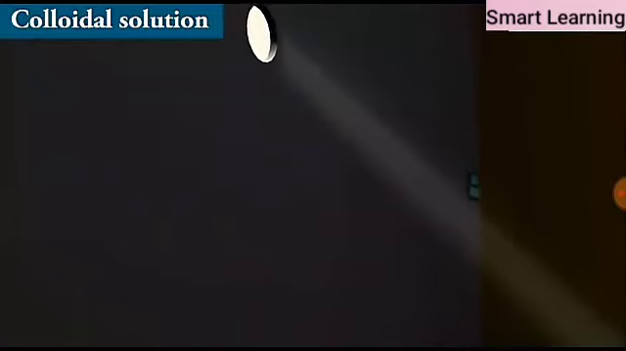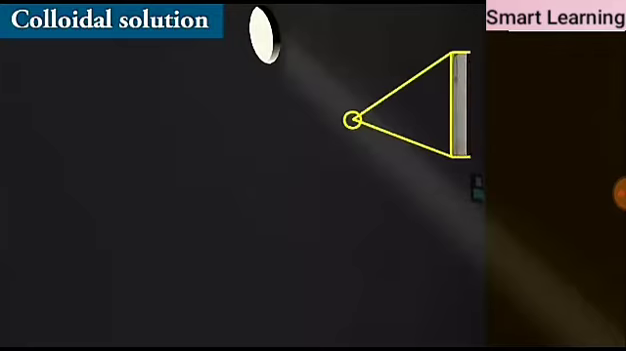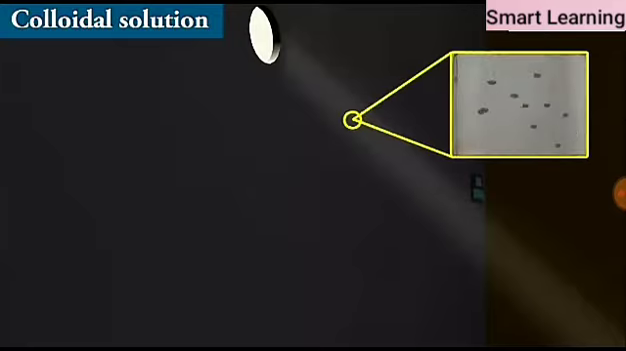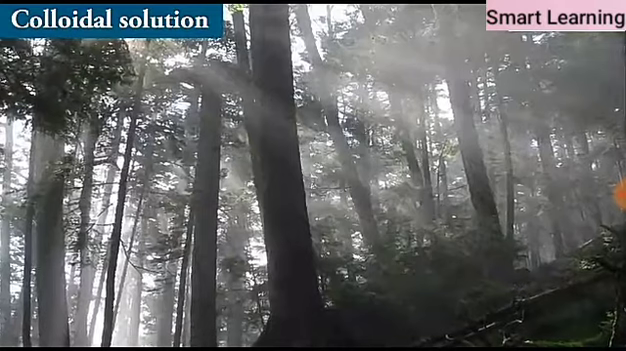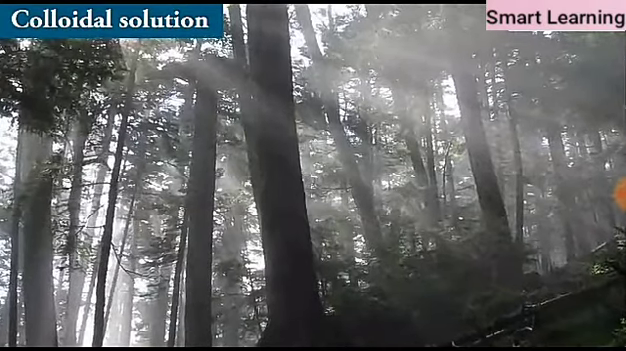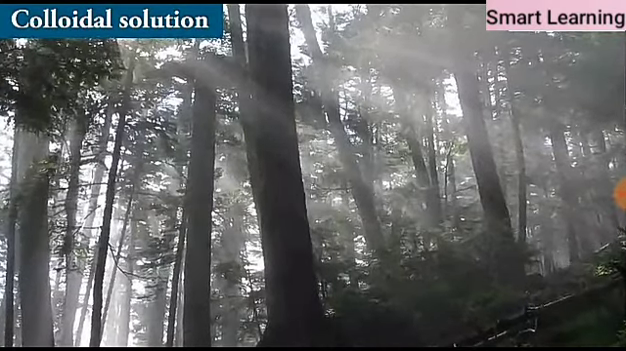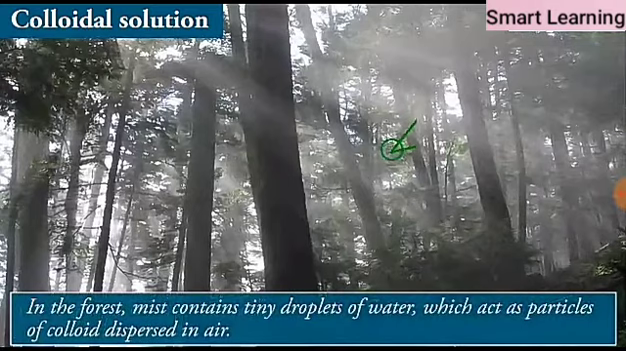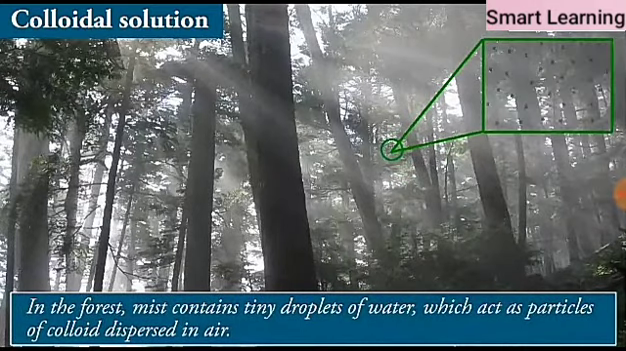Tyndall effect can also be observed when a fine beam of light enters a room through a small hole. This happens due to the scattering of light by the particles of dust and smoke in the air. Tyndall effect can be observed when sunlight passes through a canopy of a dense forest. In the forest, mist contains tiny droplets of water which act as particles of colloid dispersed in air.